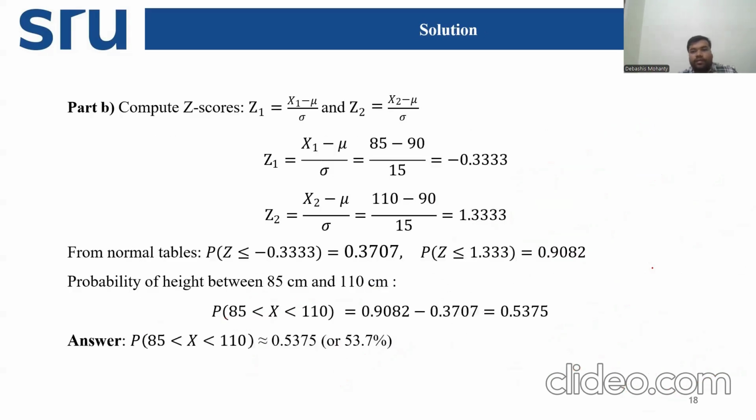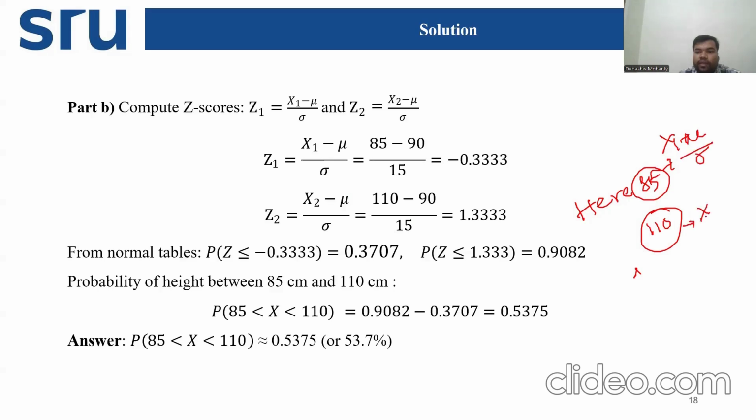Okay, here you can see the second question solution. Here you will see you have two variables, because we need to calculate for 85 and also for 110. For 85, how to calculate? Using the formula x1 minus mu divided by sigma. For 110, how to calculate? X2 minus mu divided by sigma.